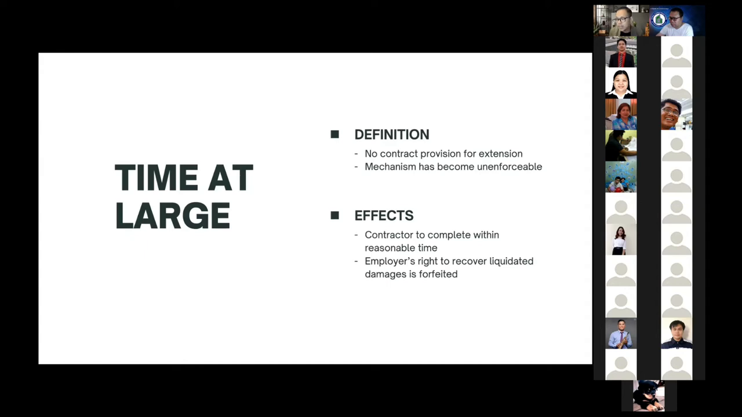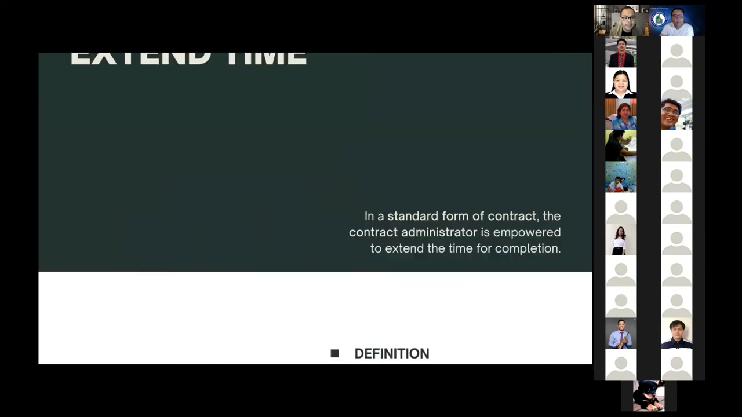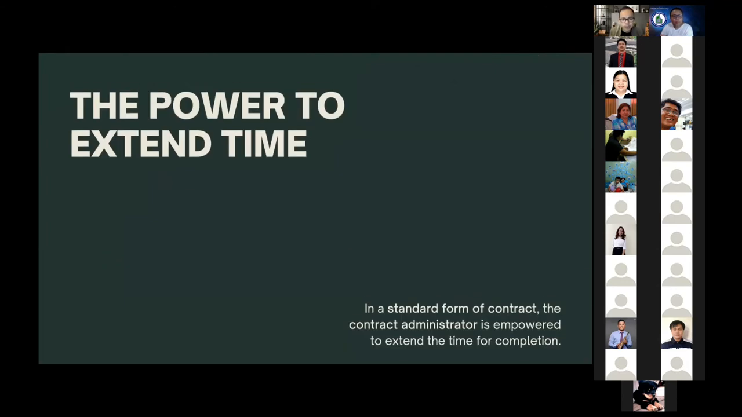So we've been discussing extension of time in the previous slides, but who is entitled or empowered to extend the time? In standard forms of contract, it is the contract administrator who is empowered to extend the time for completion. The standard building contract gives the contract administrator the power to adjust the completion date of the contract in cases where relevant events occur which delay the contractor from performing his obligations, such as natural causes and acts of men.